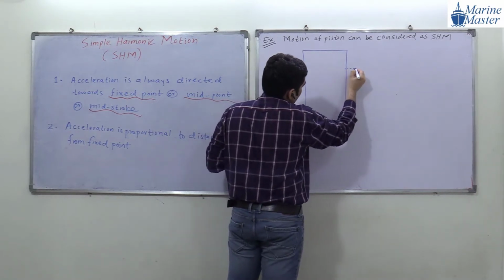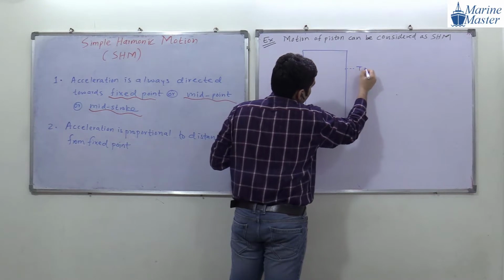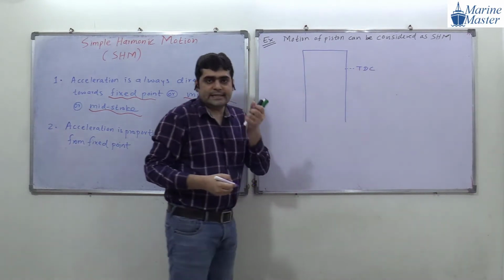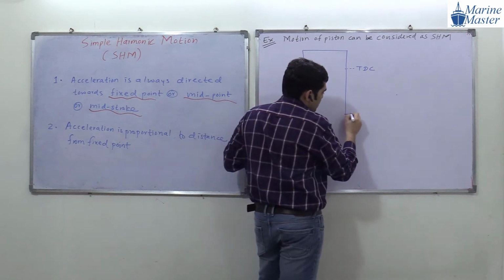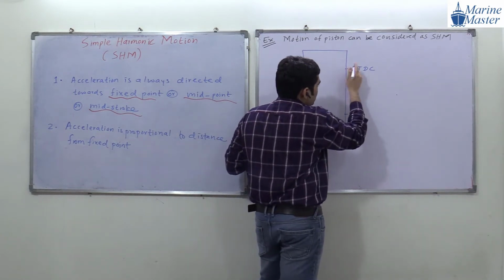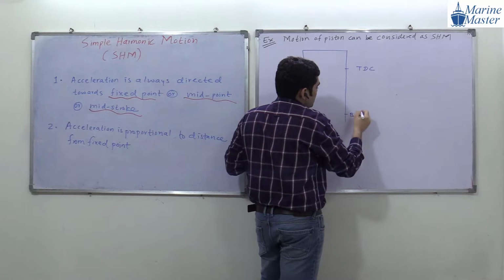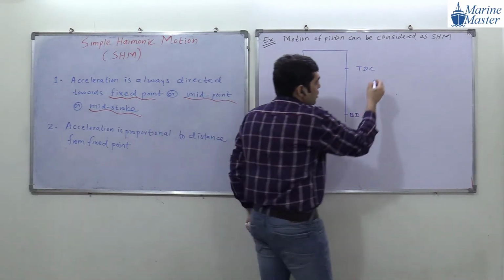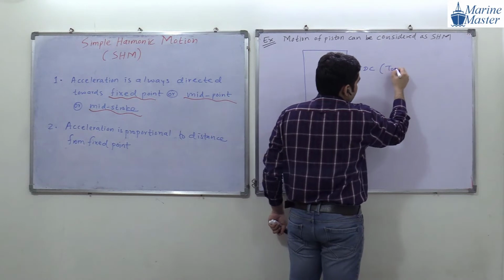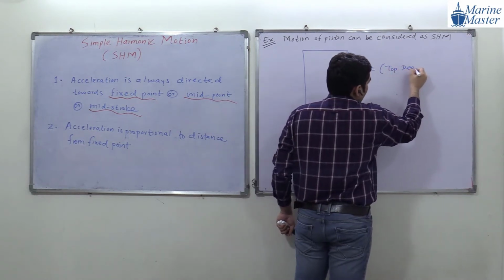This location is what? Everyone, topmost location is what? TDC. TDC means what? Top dead center. Bottommost location of the piston is what? BDC. What is the meaning of TDC, everyone? Top dead center.